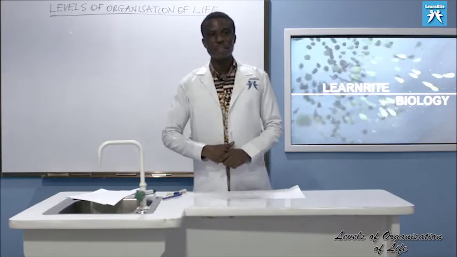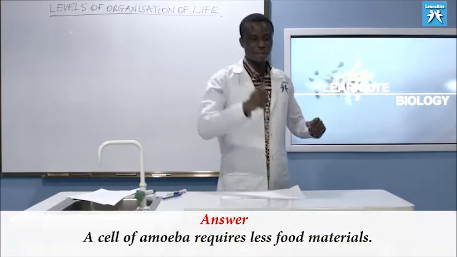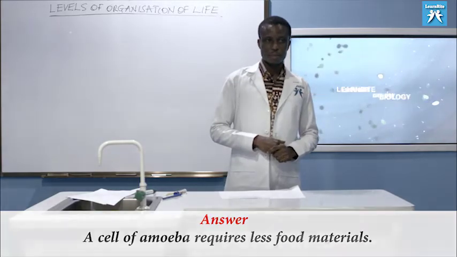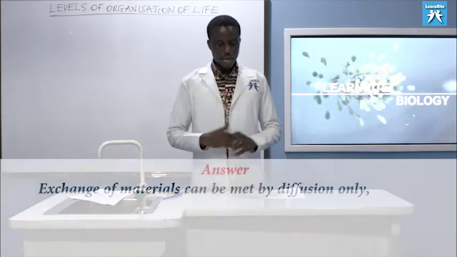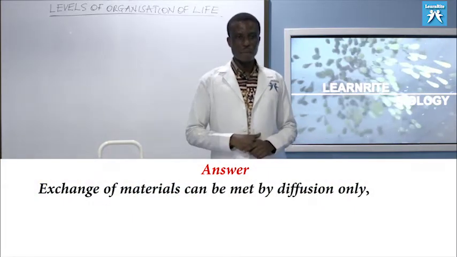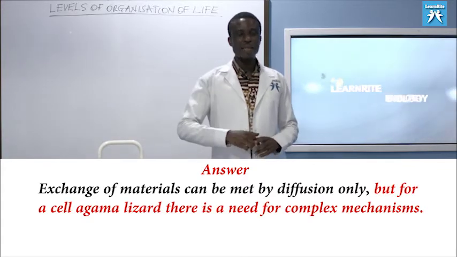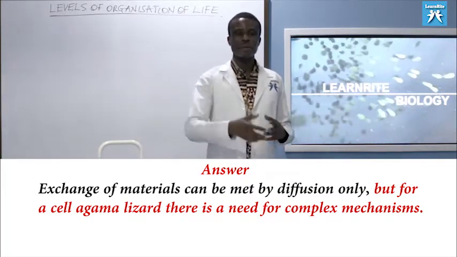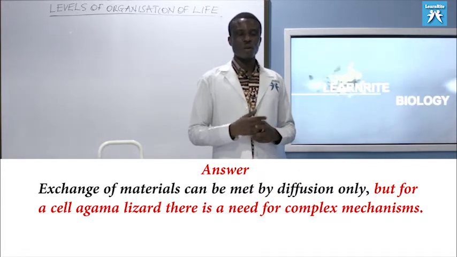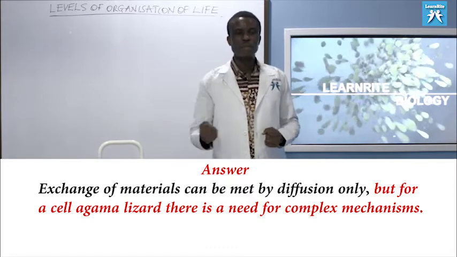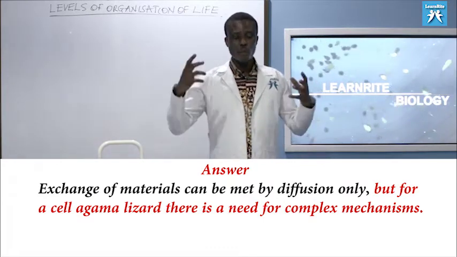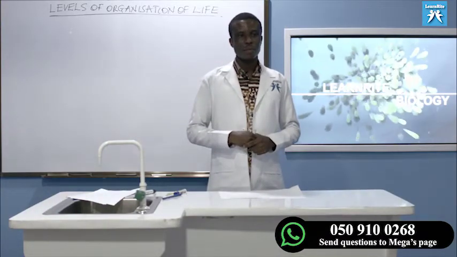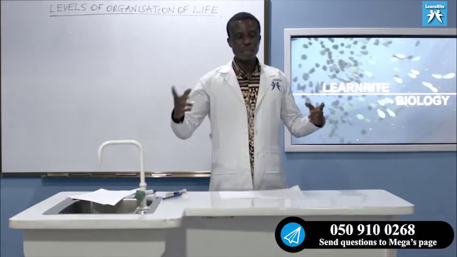So the first advantage: amoeba requires less food material, but this is about cell comparison. Exchange of material is made by diffusion only in amoeba. But for a cell in a lizard, there's a need for a complex system to ensure that materials from the environment reach the cell, and also to eliminate excretory products from the cell to the environment. So a complex mechanism is necessary. Amoeba does not need a complex mechanism for transport of material, but lizard does.